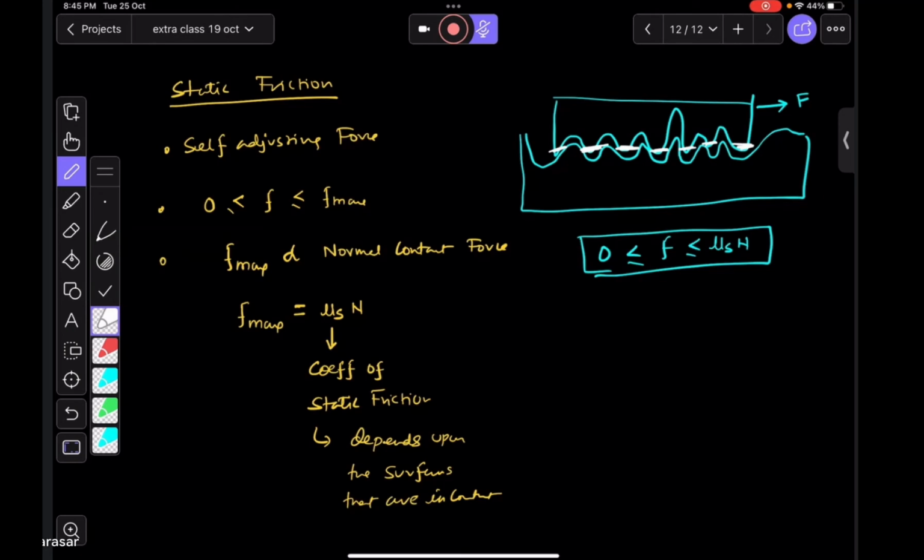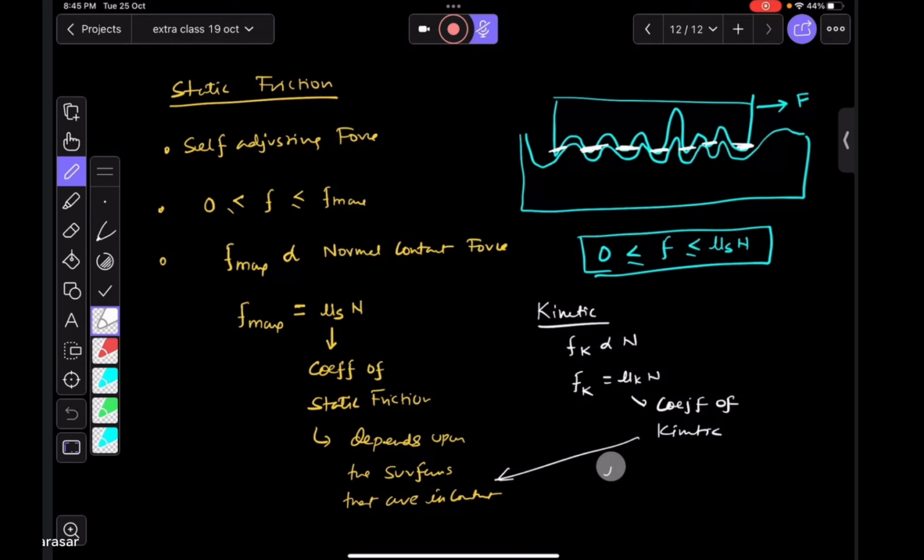Next we will talk about kinetic friction. Just like static friction, the kinetic friction is also directly proportional to the normal contact force. To get rid of the proportionality sign we bring mu k, which is called the coefficient of kinetic friction, and that too depends upon the surfaces in contact. In general, mu s is more than mu k. If nothing is mentioned, you will consider them to be nearly equal, and in reality they are not much different. If one is 19, the other will be 20, that much difference in general.